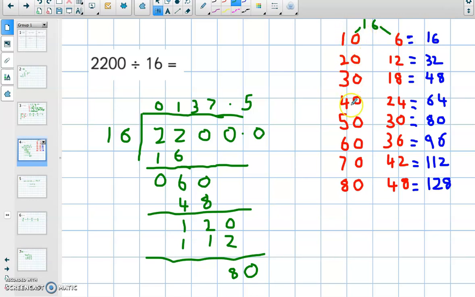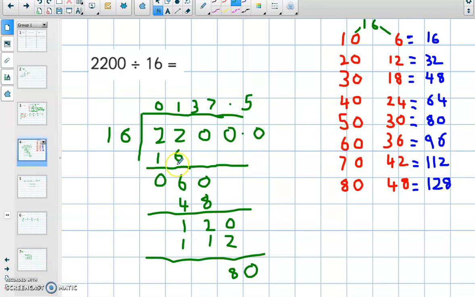This column, I'm going up in 10s, I'm doing my 10 times table, and here I'm doing my 6 times table. So 20 is the next number in the 10 times table, and 12 is the next number in the 6 times table. I'll then add them together to get 32. So that's the next number in the 16 times table. I hope that makes sense, guys. You have practiced that in school quite a lot this year.